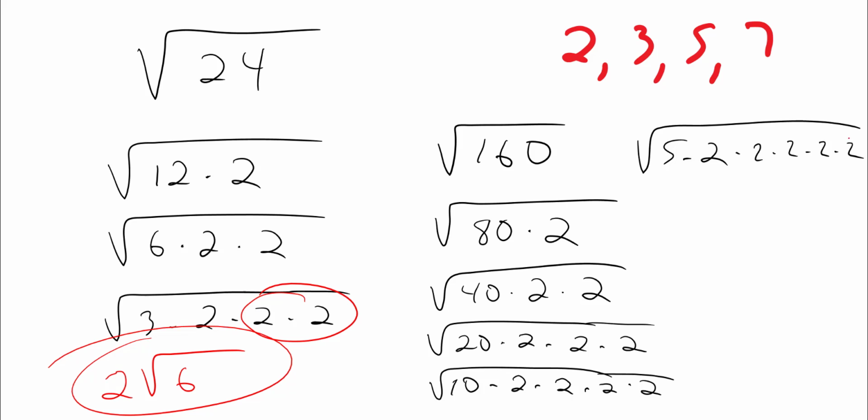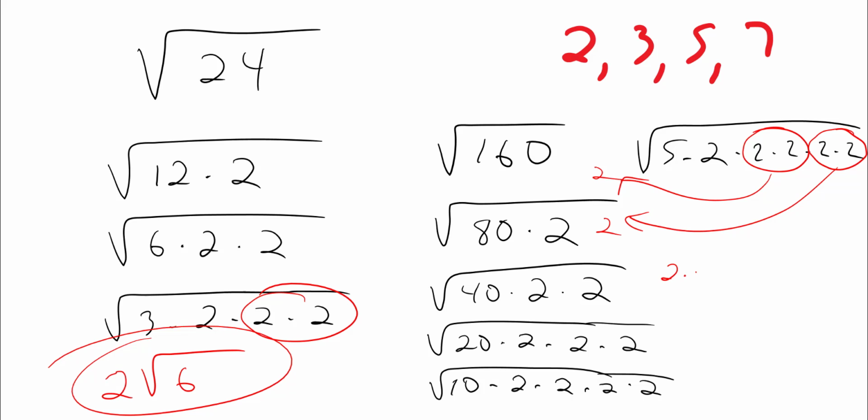So again, I'm looking for pairs. So here's a pair, and here's a pair. I don't have anything else, no pairs. It's just a 5 and 2 here. So I pull a 2 out. I pull another 2 out. So I really get 2 times 2 on the outside. And the inside, I get 5 times 2 left over. So I multiply everything together. I get 4 root 10.